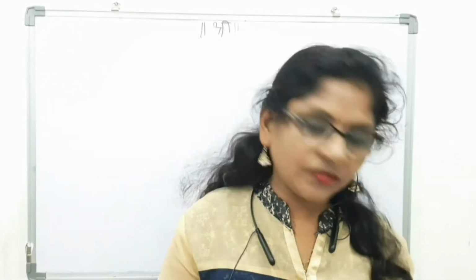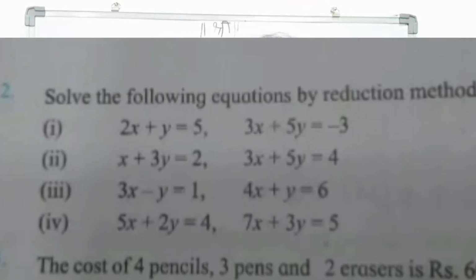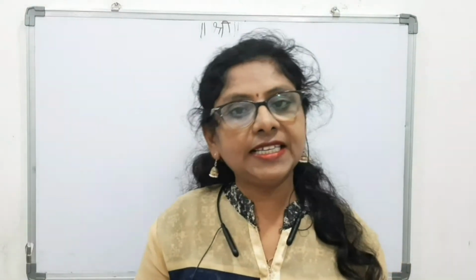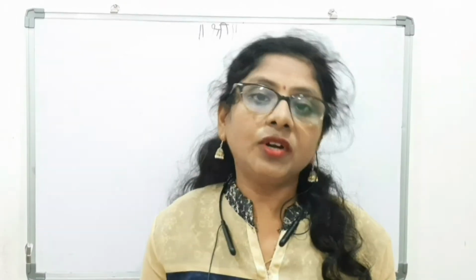The second example is given for the reduction method, but it is omitted by the board. So you practice those examples also for the method of inversion. And now the third example is on inverse. Okay, so what is the third example?